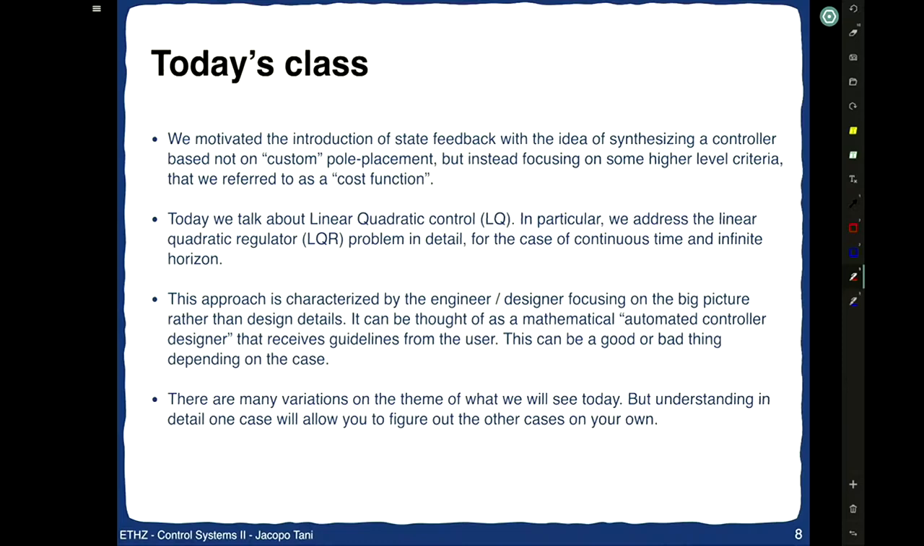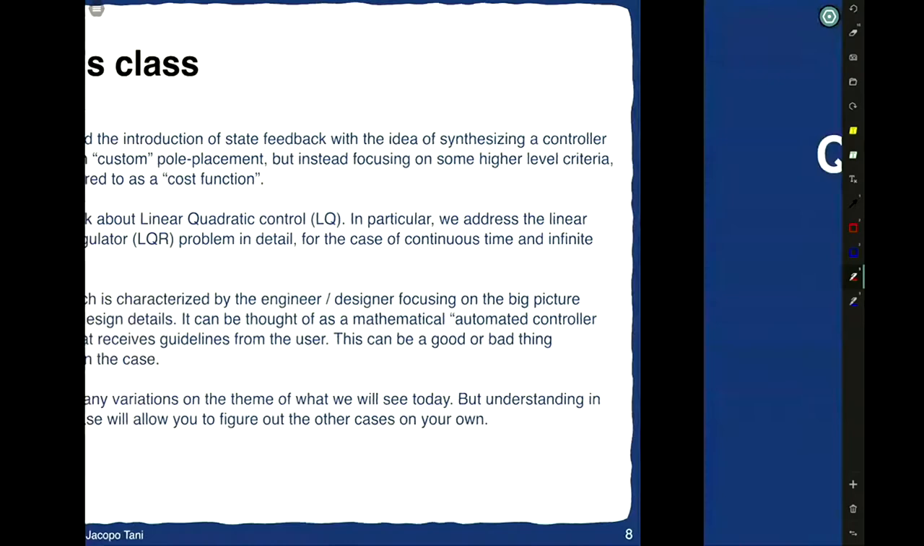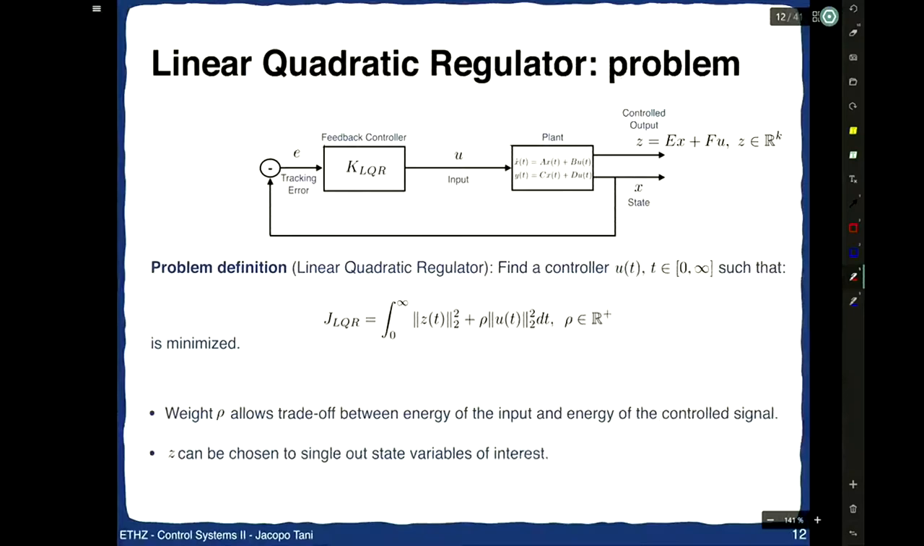So the idea is, don't worry about the details, but worry about what you want to achieve at the end. How do you do that? By writing a cost function. And we look at this. We introduced this last class, and we said, so what if now we write our system in this way? We're not focusing on the transfer function anymore, but on the actual state space equations of the system. And we don't consider the output, which is something that is typically determined by the actual system, right?